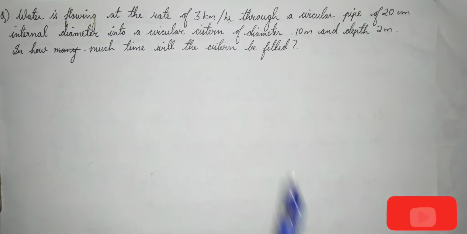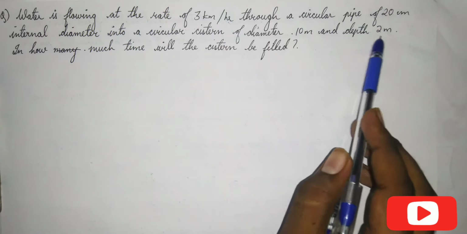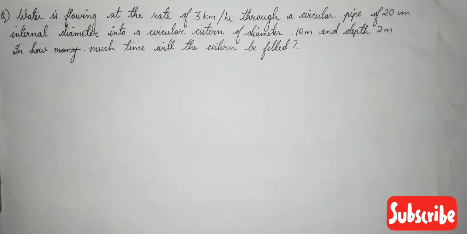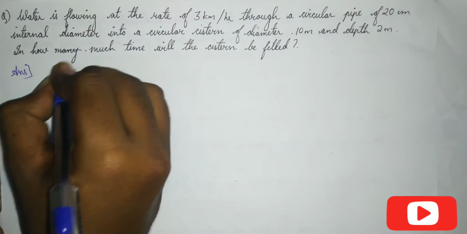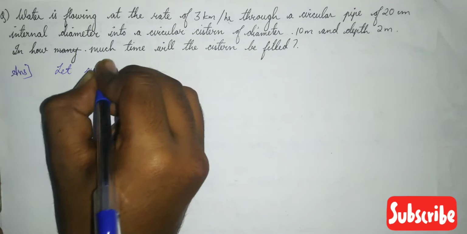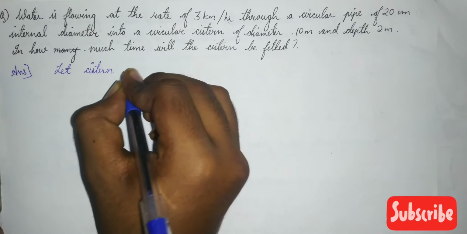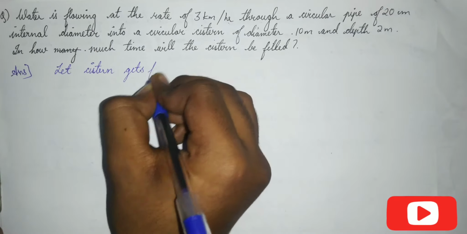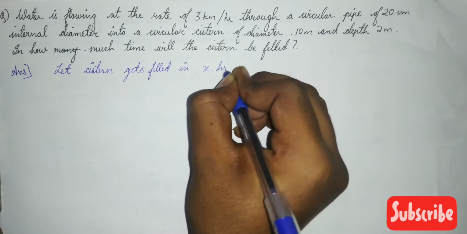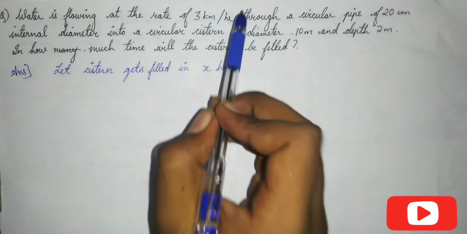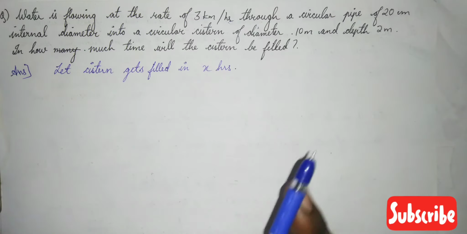There is a circular cistern of diameter 10 meter and the depth is given as 2 meter. Now we need to find how much time is taken for this. So let us consider that the cistern gets filled in x hours, because this is in hours, so we'll consider this as hours.